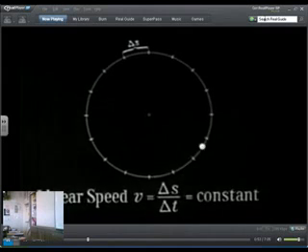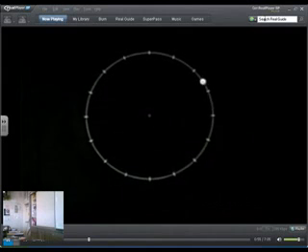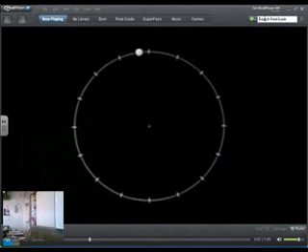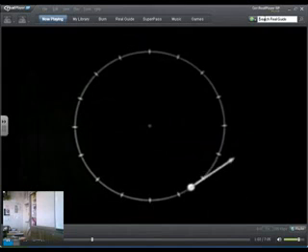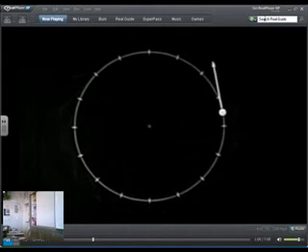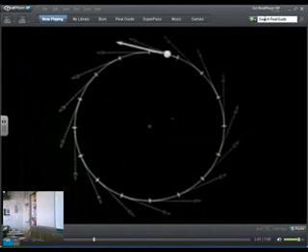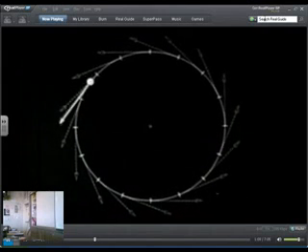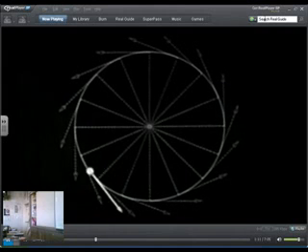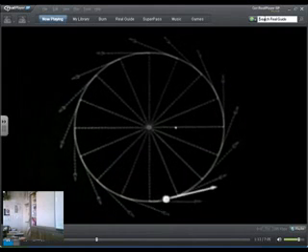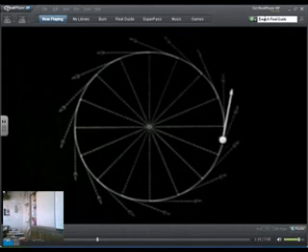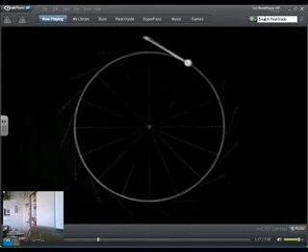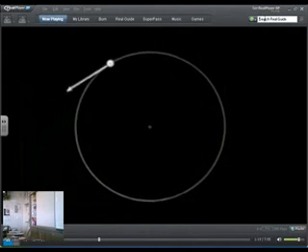The linear velocity, however, is not constant. As the motion proceeds, the velocity vector changes its direction continually, being always tangent to the circle, or what amounts to the same thing, perpendicular to the radius. Because of the changing direction of the velocity vector, uniform circular motion is accelerated motion.